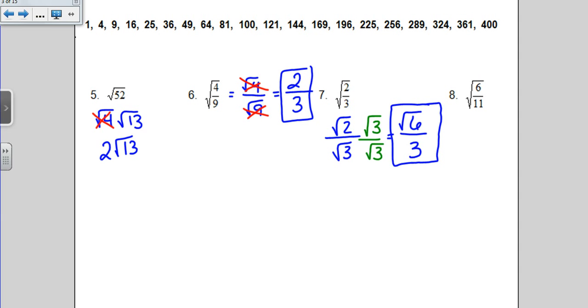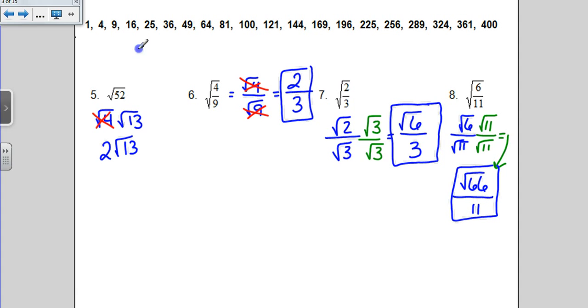We're going to do the same sort of idea here in number 8. We're going to start with the square root of 6 over the square root of 11. But then we can't leave our answer like that. We have to rationalize the denominator. So I'm going to multiply top and bottom by the square root of 11. And I kind of ran out of room, so follow me down there. Up in the numerator, the square root of 6 times the square root of 11 is the square root of 66. And then square root of 11 times the square root of 11 is just an 11.